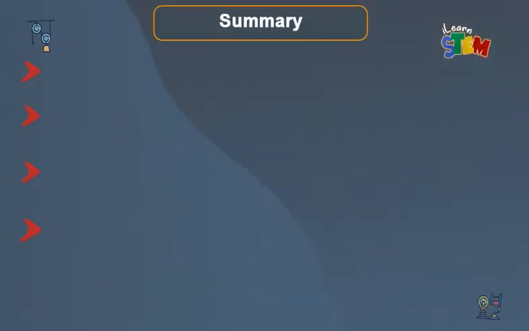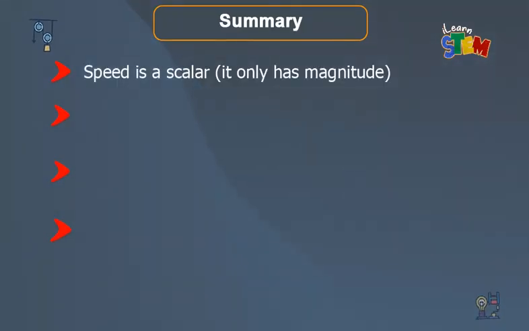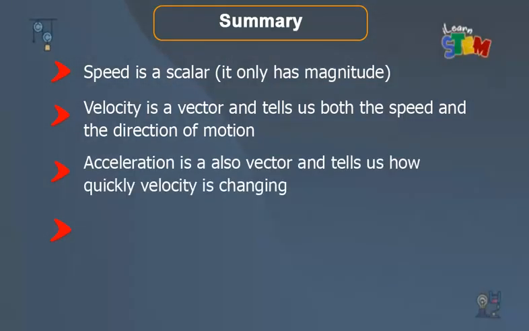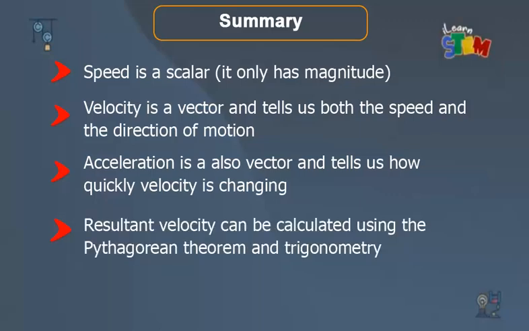Well done. Let's summarize what we've learned so far. Speed is a scalar and tells us how fast something is moving, but with no direction. Velocity is a vector and tells us both the speed and the direction of motion. Acceleration is also a vector and tells us how quickly velocity is changing. We also learned how to calculate resultant velocity when objects move in two directions, using the Pythagorean theorem and trigonometry.